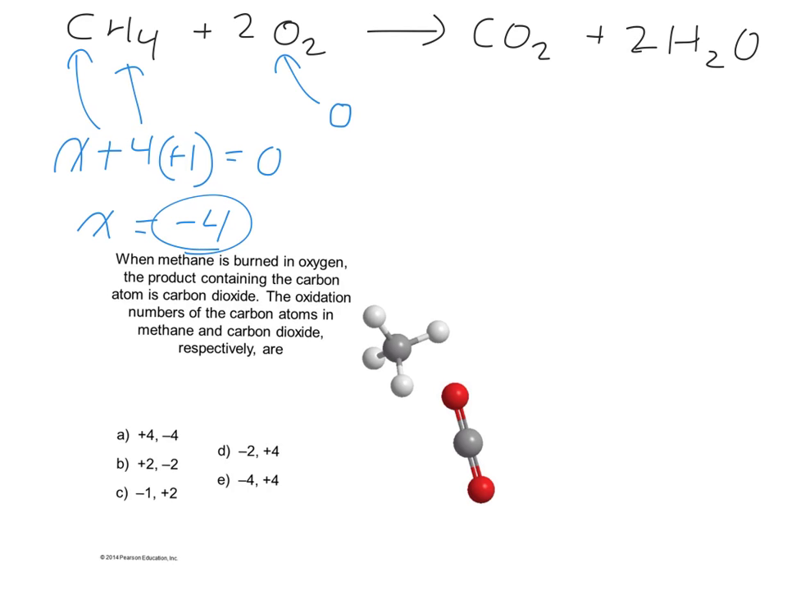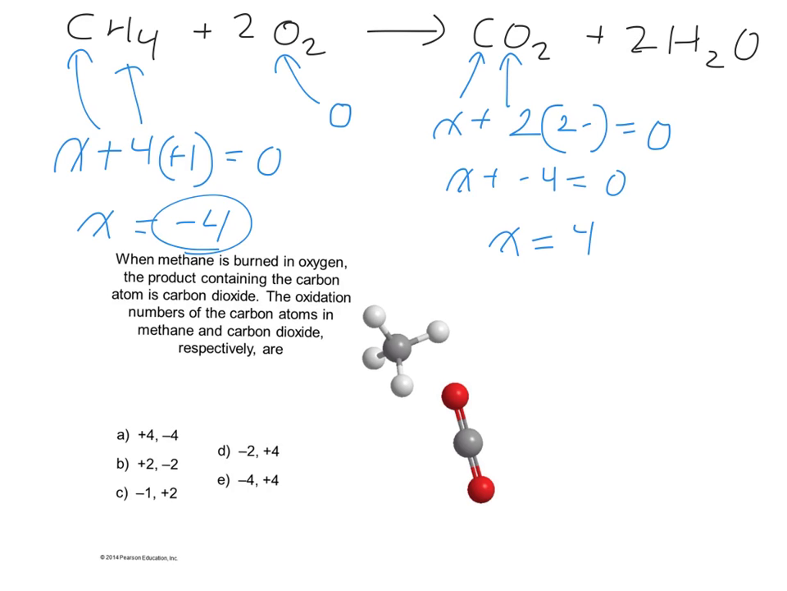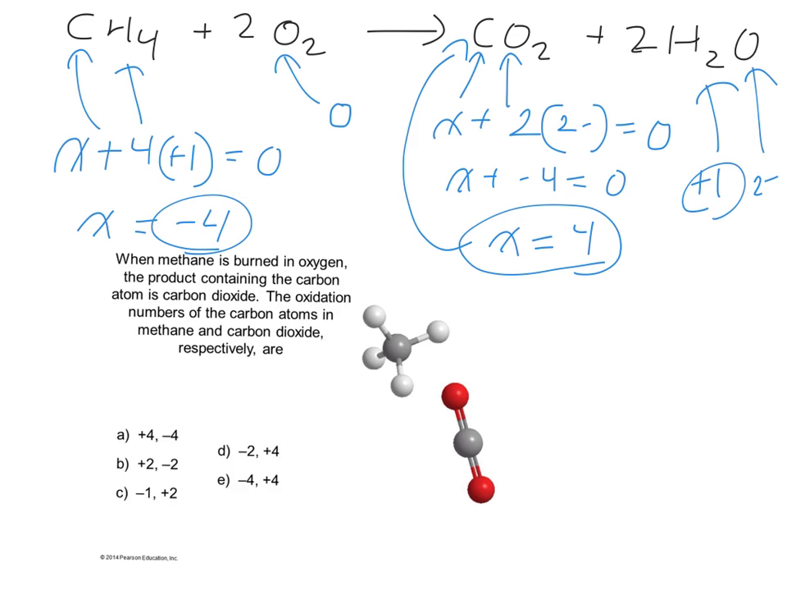When we go to the other side of this arrow here, and we look at carbon dioxide, we have 2 oxygens, each with a 2 negative charge. We don't know the charge on our carbon in carbon dioxide, but we know that the sum of our charges has to equal 0. So x plus -4 is 0, so x would be +4 in carbon dioxide. And then when we look at our water, according to our rules, hydrogen's +1, and oxygen in a compound is usually 2 negative.